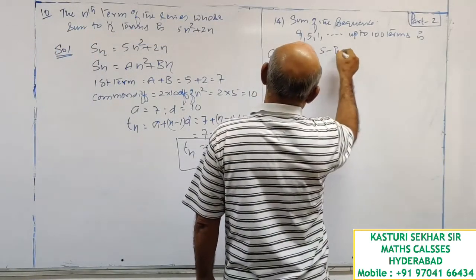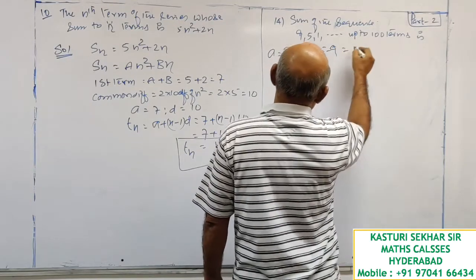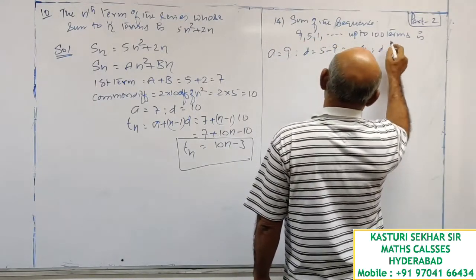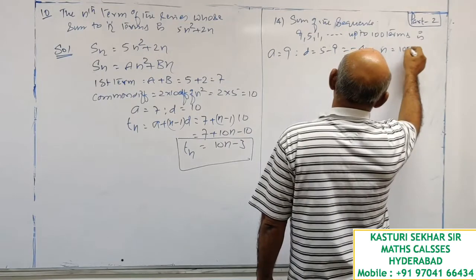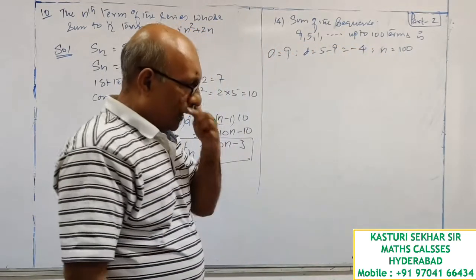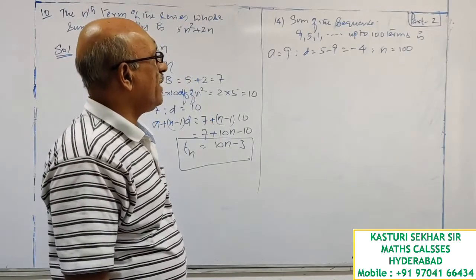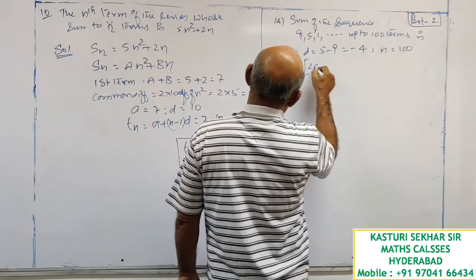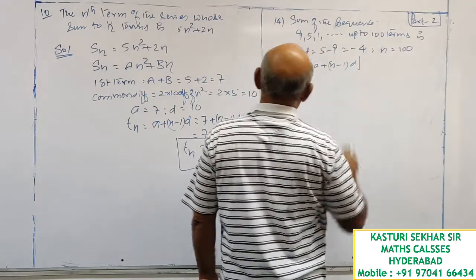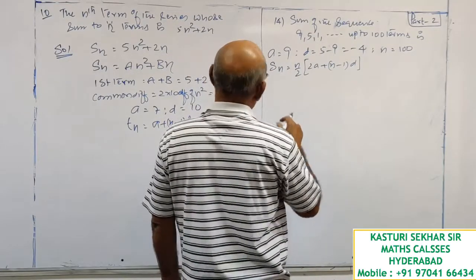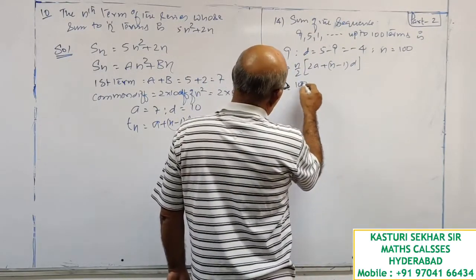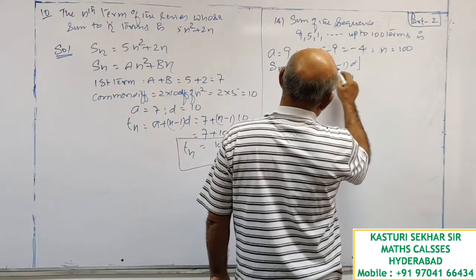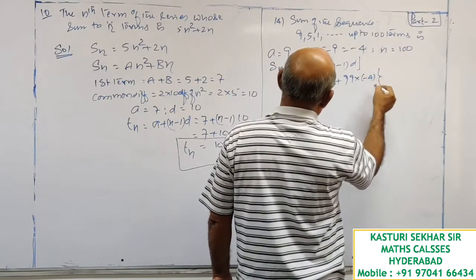Common difference is 5 minus 9, which is minus 4. n is equal to 100. a is equal to 9. d is equal to minus 4. Sn is equal to n by 2 into 2a plus n minus 1 into d. 100 divided by 2, 2a, 2 into 9, n is 100. So 100 minus 1, 99. Common difference is minus 4.